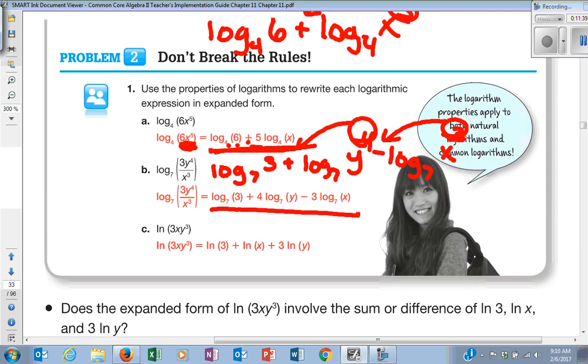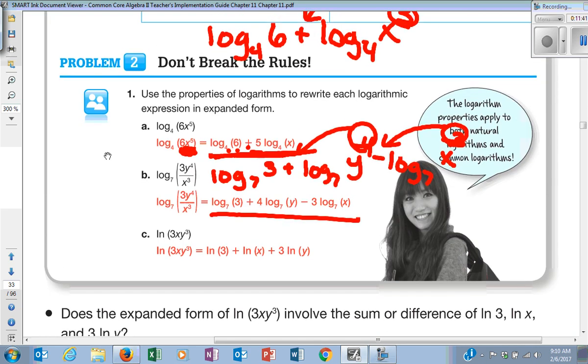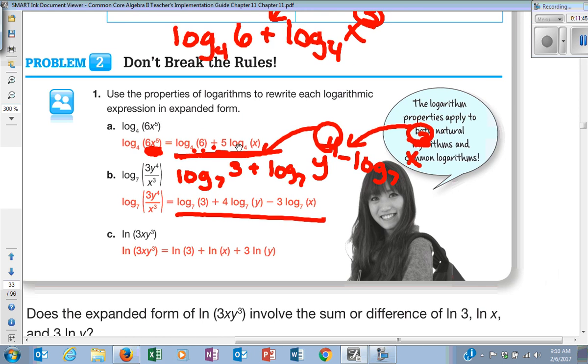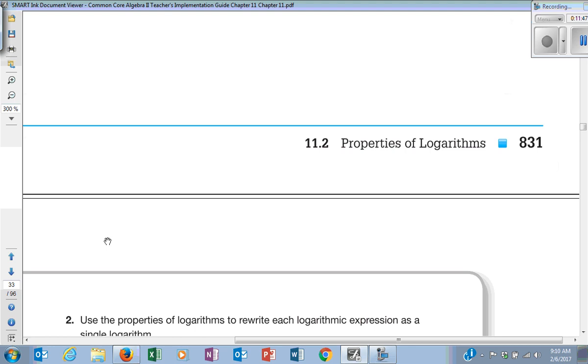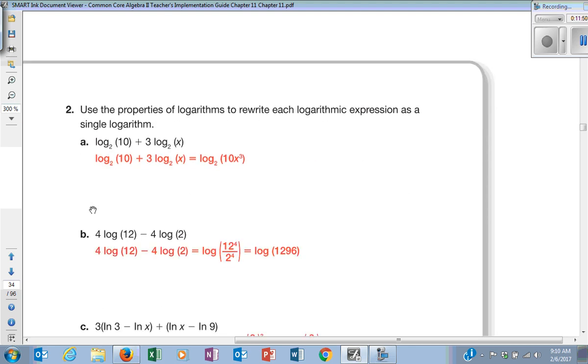Up here you started with a single log, and you broke it out into everything that you could break out. Well, down here, they're starting with it all broken out, and they want you to change it to a single log. The only thing that's really important is that this base has to be the same. And that is a base 2, and this is a base 2. So all my rules apply.